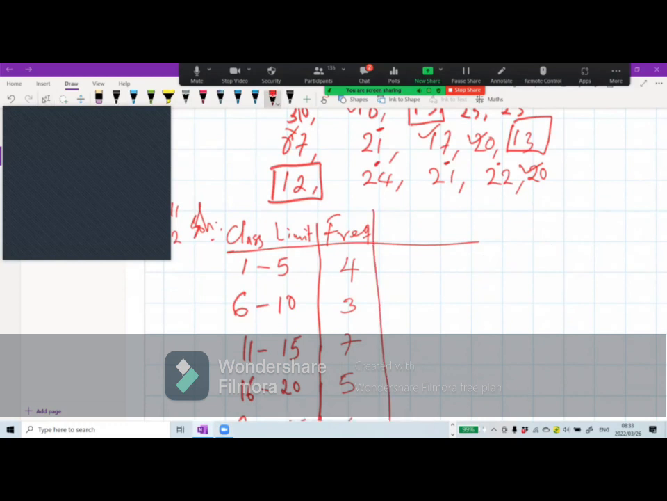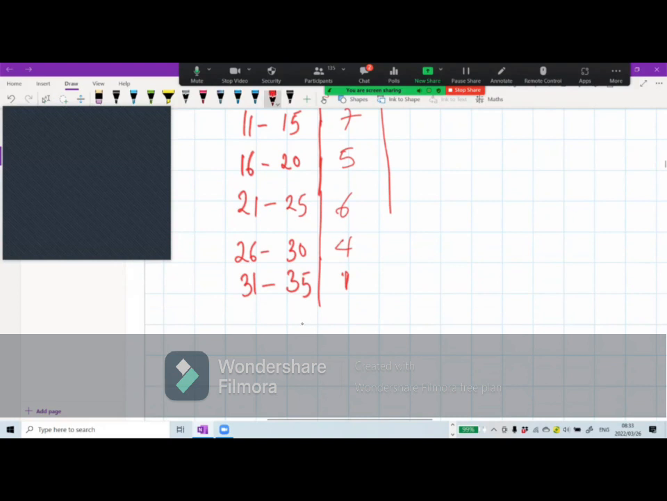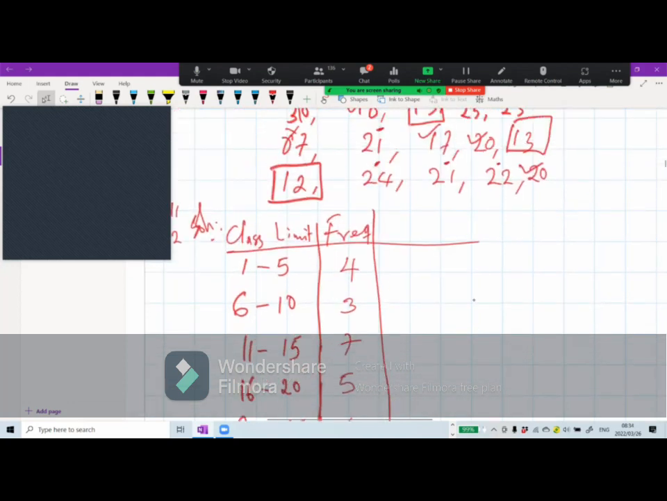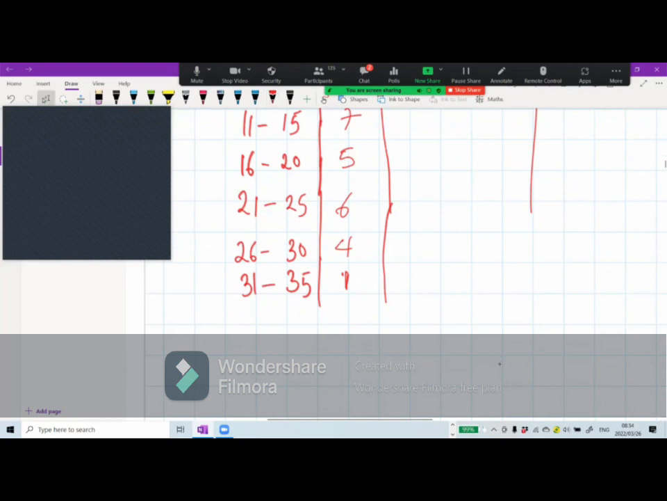So we are now asked to calculate the class boundary. In this case, we are asked to calculate class boundaries now. We have class interval or class limit, and you are asked to calculate class boundary.